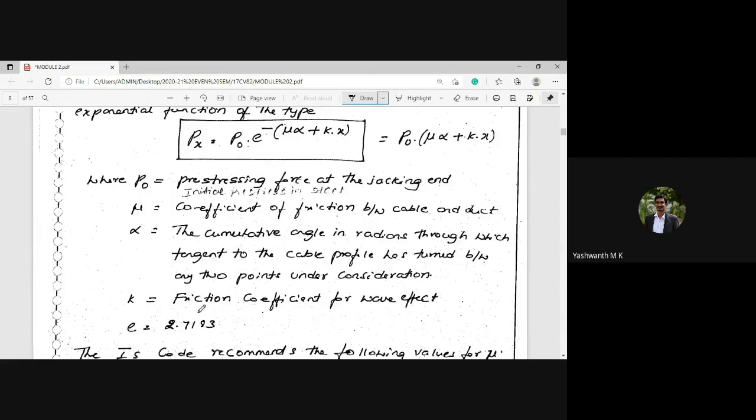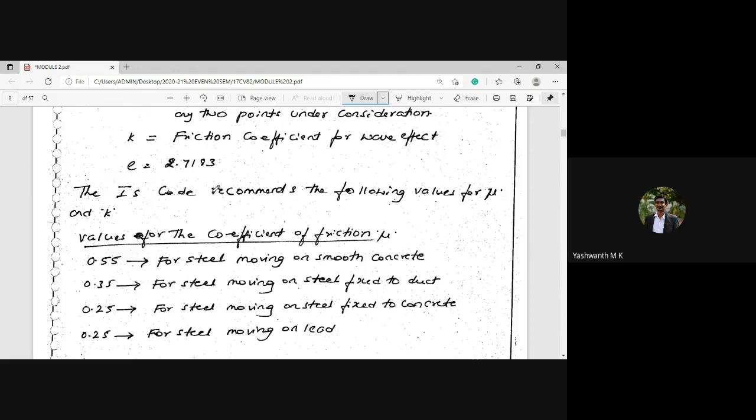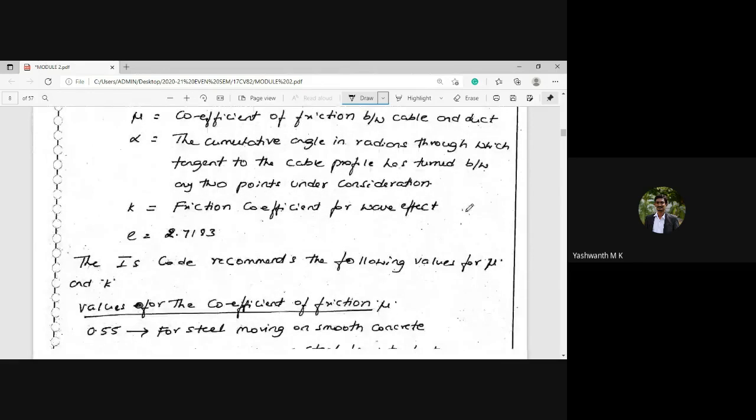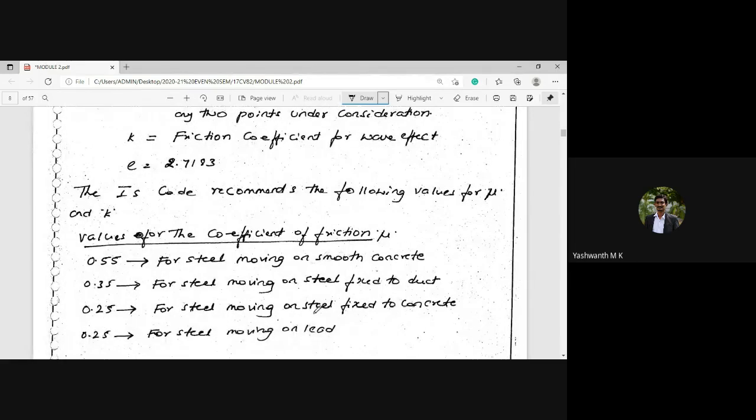Next, K, the frictional coefficient for wave effect. So K is the frictional coefficient for the waving effect. Alpha you already know, mu is the coefficient of friction between cable and duct, and X is the distance where the prestressing force is applied. The IS code recommends the following values for mu, the coefficient of friction between cable and duct. It depends upon the surface, whether it is smooth concrete, steel fixed to duct, or steel fixed to concrete. Based upon that, we can increase the coefficient of friction.